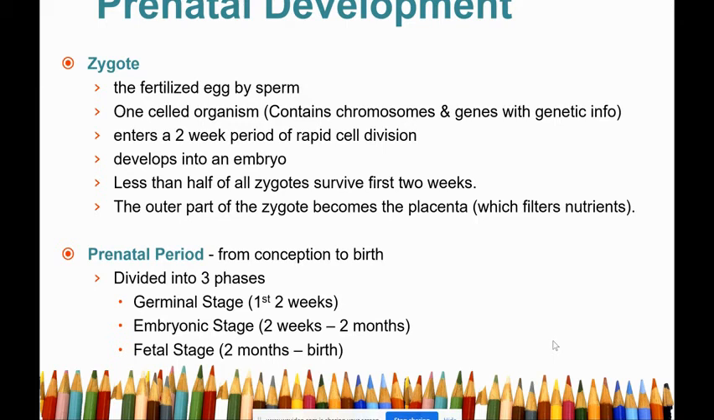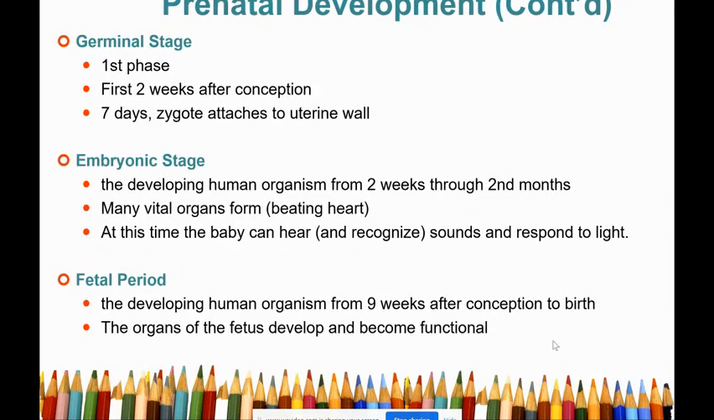After that zygote attaches, you start this process known as the prenatal period. That first 2 weeks is the germinal stage of that prenatal period. Then you move on to the embryonic stage, and after 2 months, you get to the fetal stage. So let's take a look at these phases. I already kind of talked about the germinal stage, so I'm going to move on to embryonic.